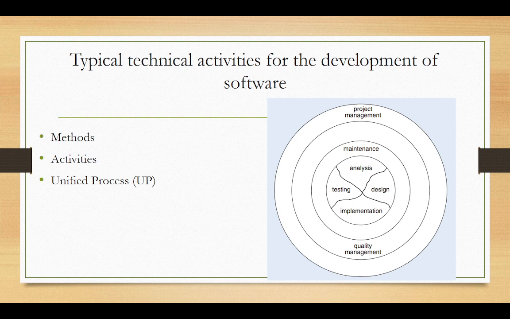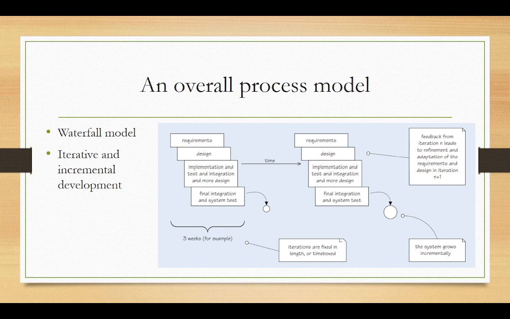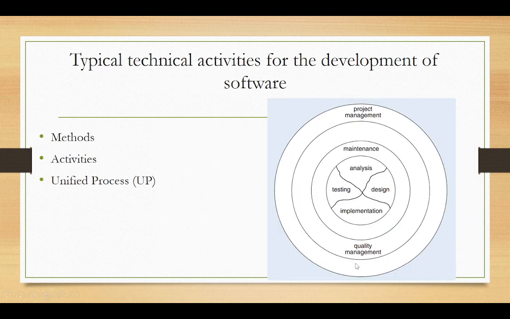The four activities of analysis, design, implementation, and testing are the ones you will see most often in diagrams depicting the process model of software development. So it is important to recognize that they are not the only activities involved in the process of developing a good software system. Project management and quality management are the two additional activities that hold the process of development together. So maintenance will inevitably involve the activities of requirements, design, implementation, and testing, and will itself need to be managed.